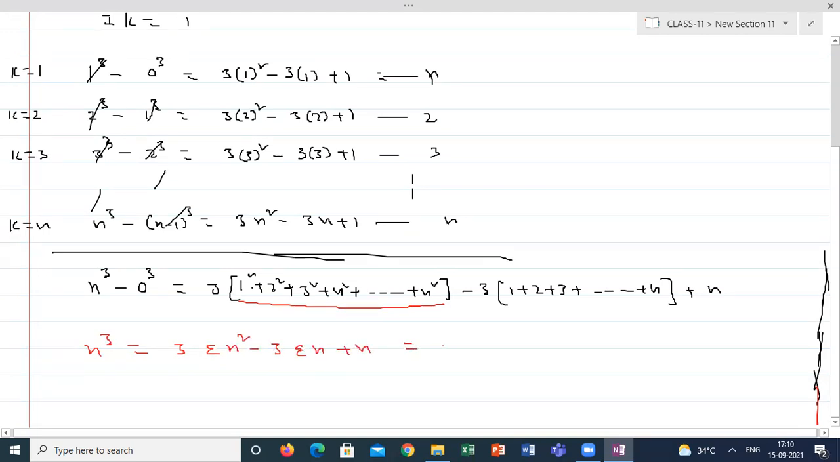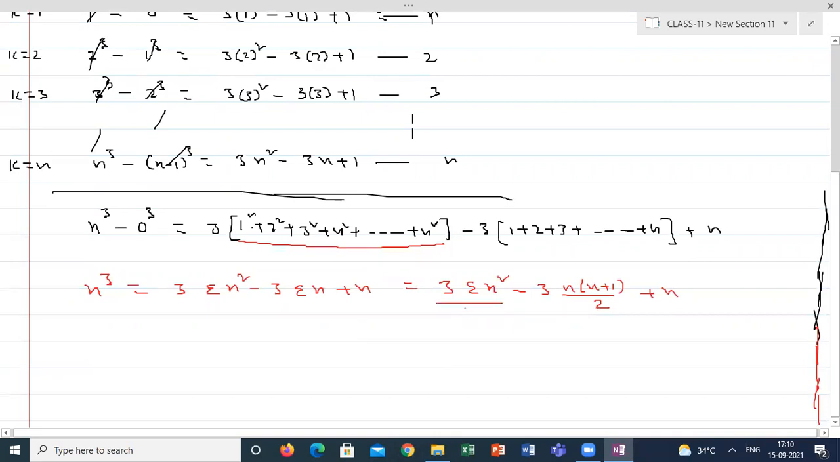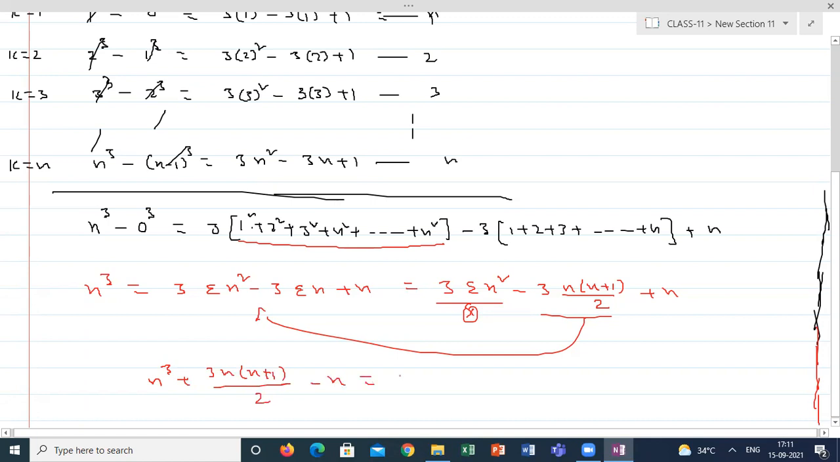We need the sigma n square value. Sigma n is n into (n plus 1) by 2, so we have 3 into n into (n plus 1) by 2 plus n. Keep the term we want on one side and the rest of the terms on the other side. So n cube plus 3n into (n plus 1) by 2 minus n is equal to 3 sigma n square.